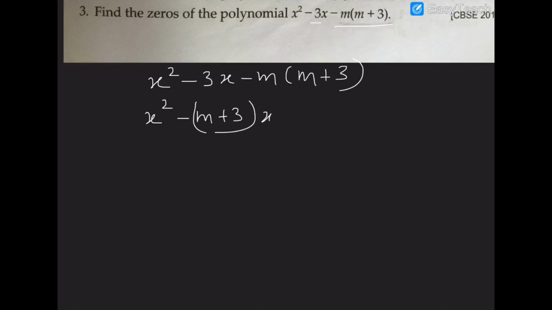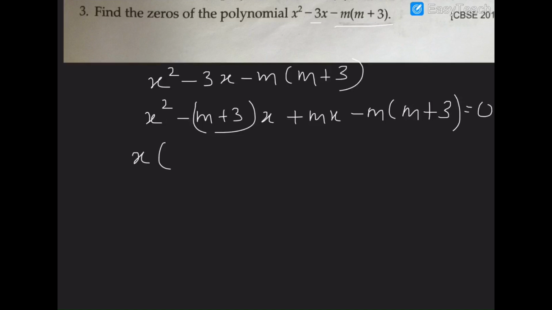Find the zeros of the polynomial x square minus 3x minus m plus 3. Okay. So now in this, what is your product? m plus 3, and what is your sum? Minus 3x. So x square minus 3x minus m plus 3. Again by factorizing it, we will get the values of zero of this polynomial. So x square minus m plus 3 x plus mx minus m plus 3, okay, is equal to 0.